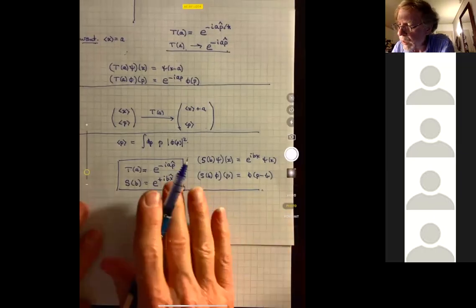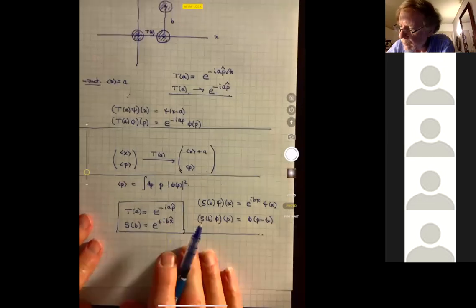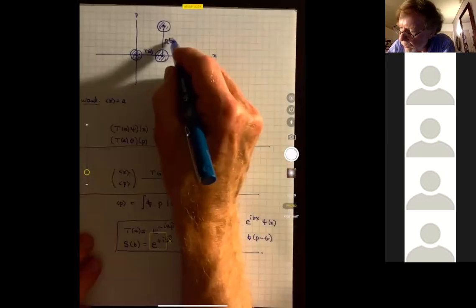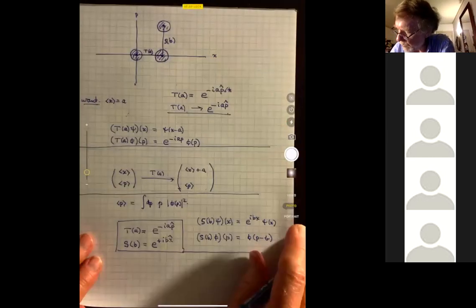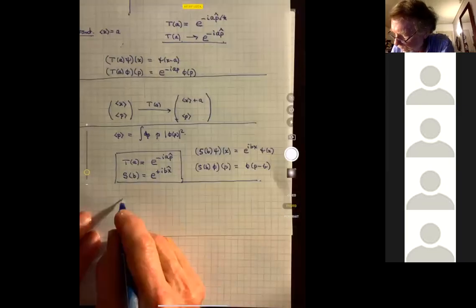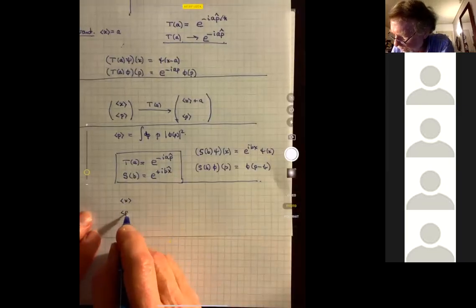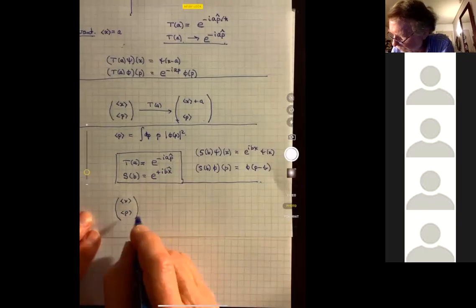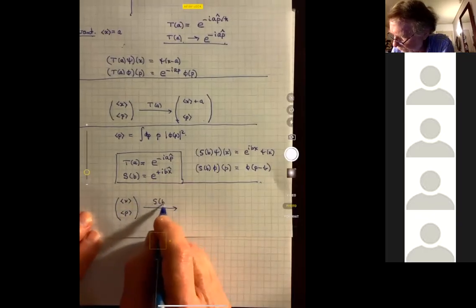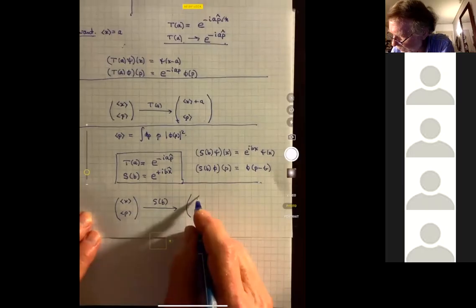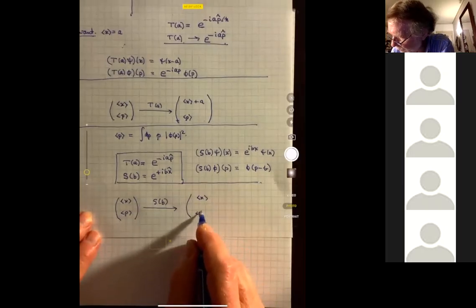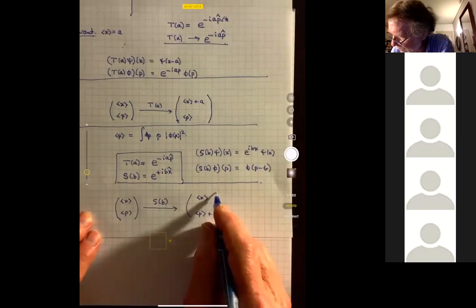All right. So now if I have this S of B operator, what does it do to expectation values? Let's put that down. X and P under the momentum displacement operator S of B, what happens to them? Well, nothing happens to the expectation value of X, but the momentum expectation value gets increased by B.